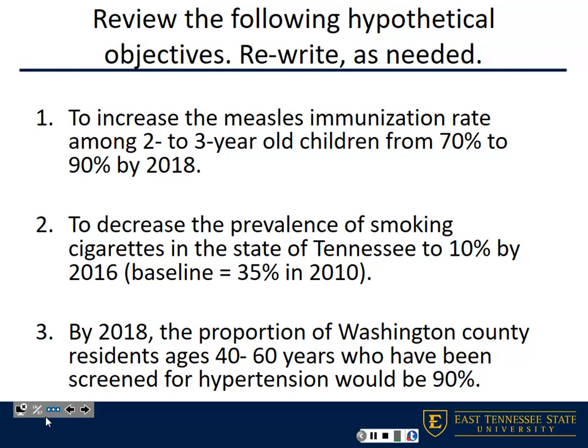The measles immunization rate. Who's our priority population? But it doesn't say where. It doesn't say the place, right? So we know it's 2 to 3 year old children, but is it in the US? Is it in Nigeria? Is it in Johnson City? We don't know, right? It has the baseline rate, but without the baseline year. And then it has the desired future rate, and the time by which we're expecting to achieve that rate, right?